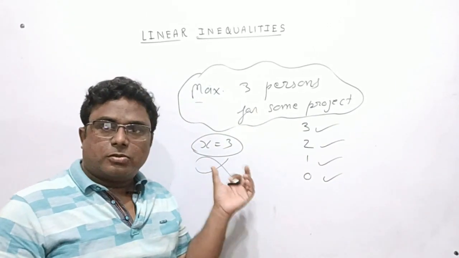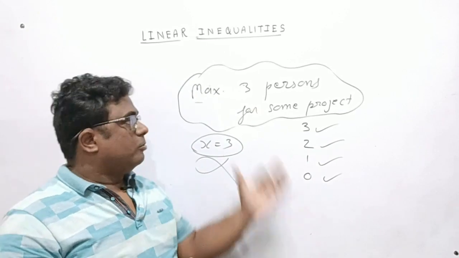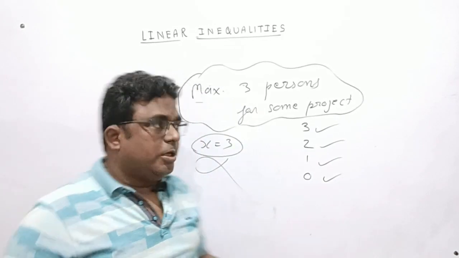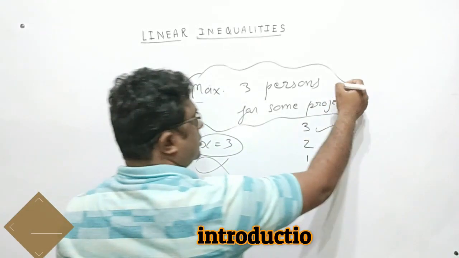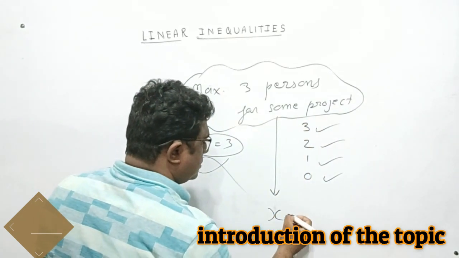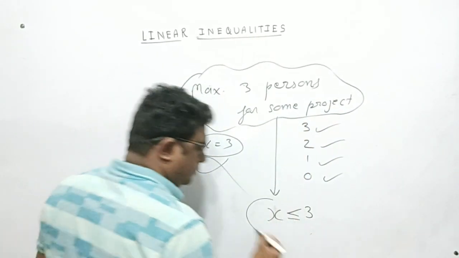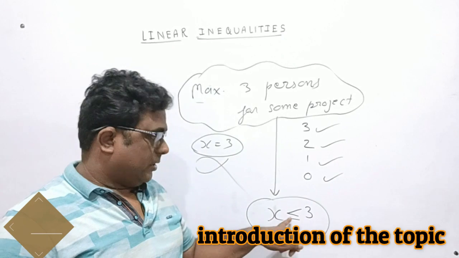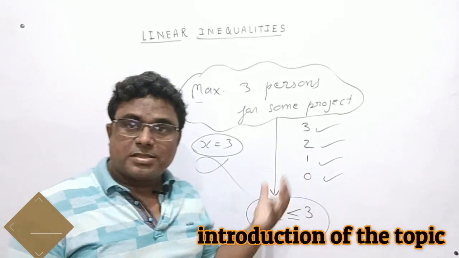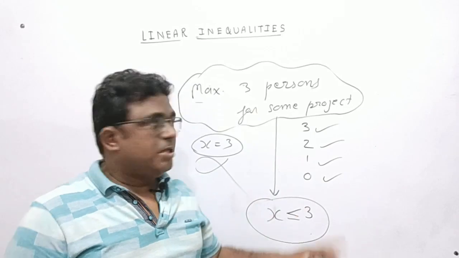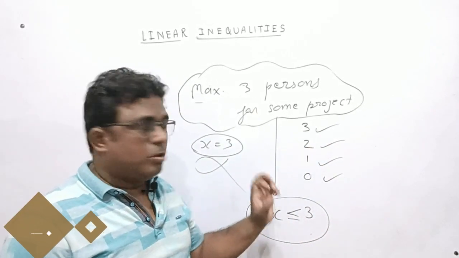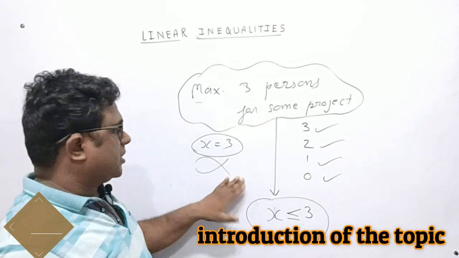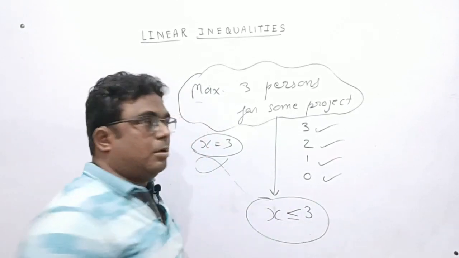This is an equation, so this equation is not suitable to express the condition given in the question. Then what should we do? I will have to write this condition in this format: x is less than or equal to 3. What is the meaning of this? It means that the value of x is either equal to 3 or less than 3. Less than 3 means it may be 2, 1, or 0 also. So all these values are well explained by this, and not explained by the equation. So this is called an inequality.